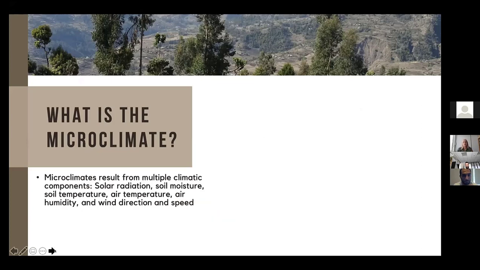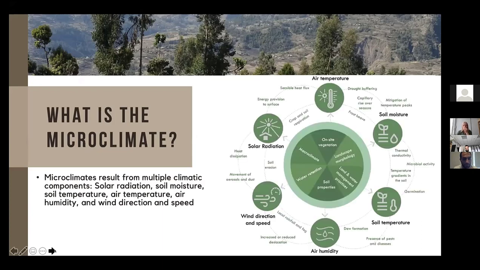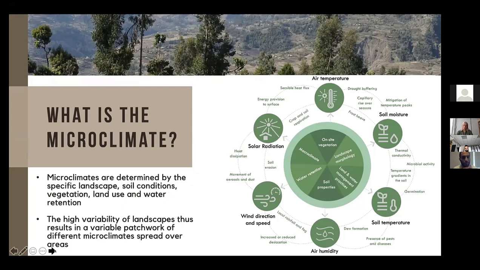And then microclimates are the result from multiple climatic components, which are all listed here. So this is solar radiation, air temperature, soil moisture, soil temperature, air humidity, and the wind direction and speed. And the microclimates are then determined by specific landscape, soil conditions, vegetation, land use, and water retention. So that can all be seen in the middle circle here. So all these different aspects actually then influence the microclimatic components.